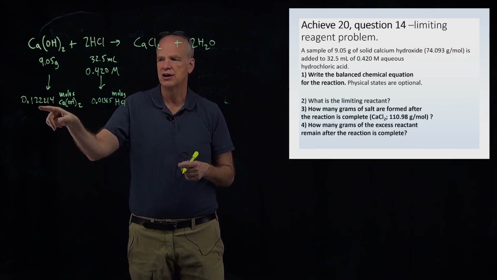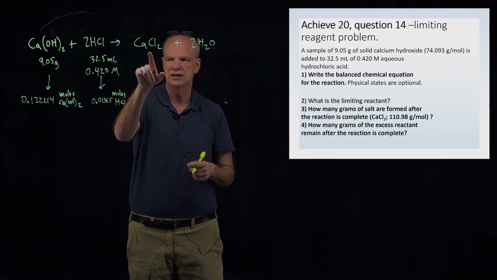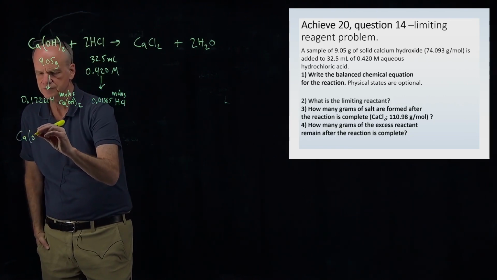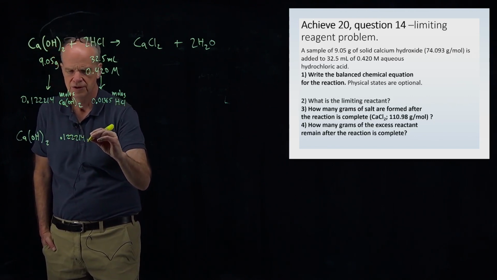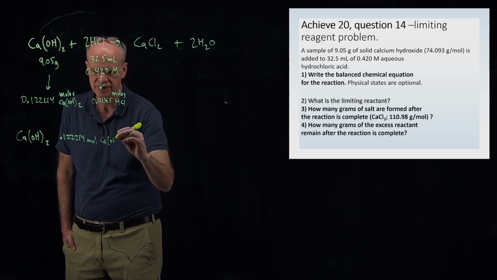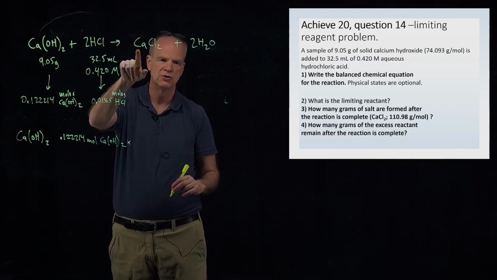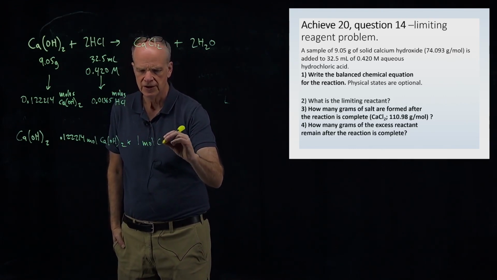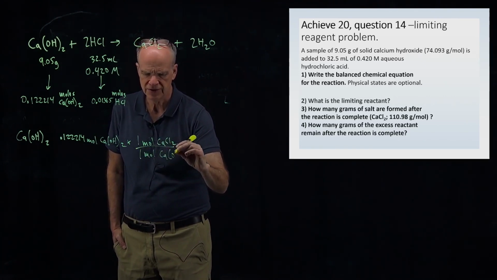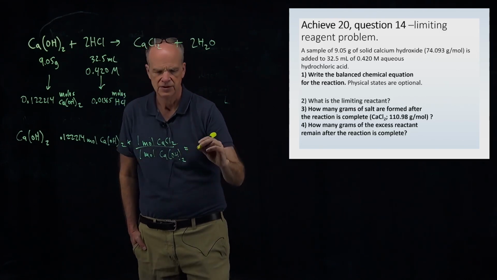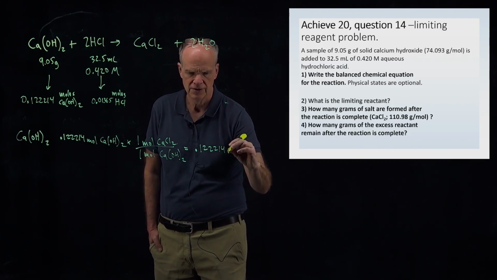So basically what I'm going to do now is figure out if I have 0.122214 moles of calcium hydroxide, how much product calcium chloride will I get? So I'll do that here. So calcium hydroxide, I have 0.122214 mole calcium hydroxide. So now I use the mole ratio in the equation that for every 1 mole of calcium hydroxide, we get 1 mole of calcium chloride. So it's times 1 mole calcium chloride over 1 mole of calcium hydroxide. And you get 0.122214 mole calcium chloride.